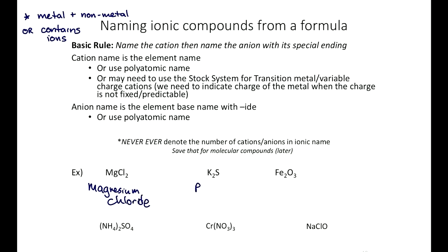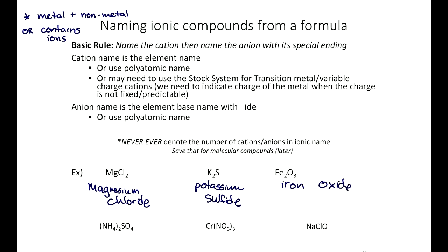This one is potassium sulfide. Oh, sorry, not sulfate, sorry, sulfide. Sulfur, sulfide. I always remember chlorine, chloride. So then if it's sulfur, then it's sulfide. All right, next one, what is this one? Yes, we'd think it's iron oxide.